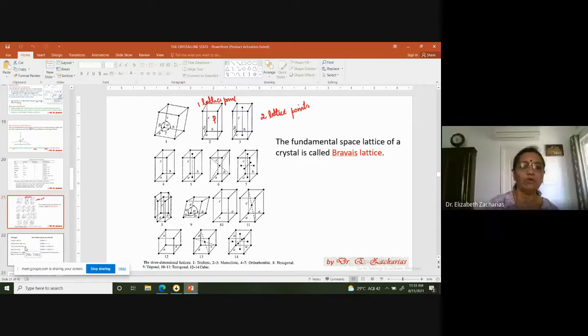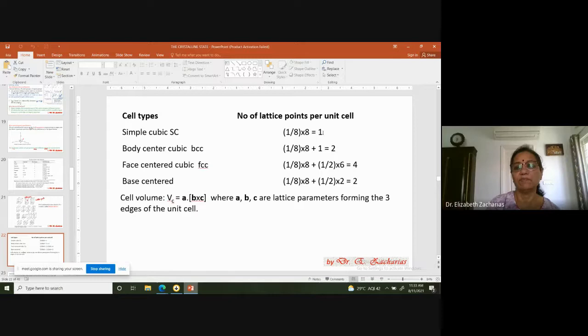Now going ahead, this is the summary, the number of lattice points per unit cell, etc. There is one thing that you might not have heard about: simple cubic, body centered, face centered. You've heard there is something called base centered also. So what is this base centered? Let us see.